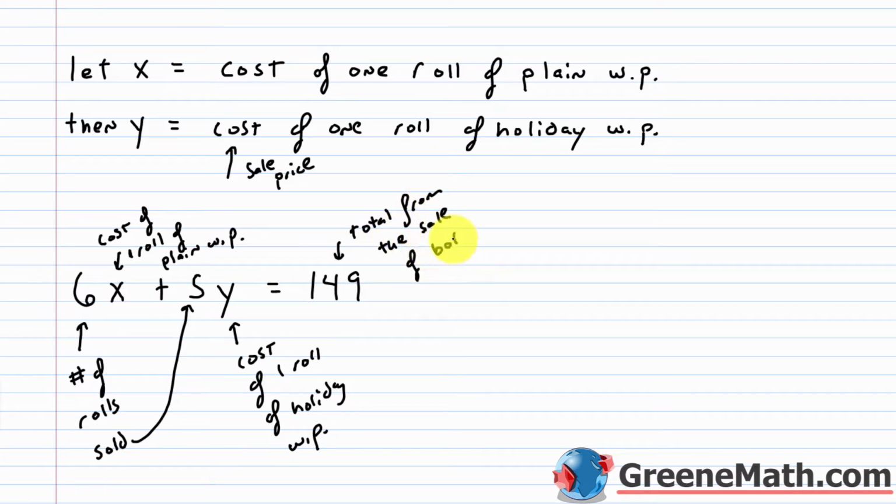of both. So she sells 6 rolls of plain wrapping paper. So that's modeled with 6, the number of rolls sold, times x, which is the cost per roll, again, of plain wrapping paper. Then we add this to 5, which again is the number of rolls sold, times y, which is the cost of one roll of holiday wrapping paper. So we sum these two amounts together, and we get the total amount that she gets from the sale of both. That's 149. So there's your first equation.